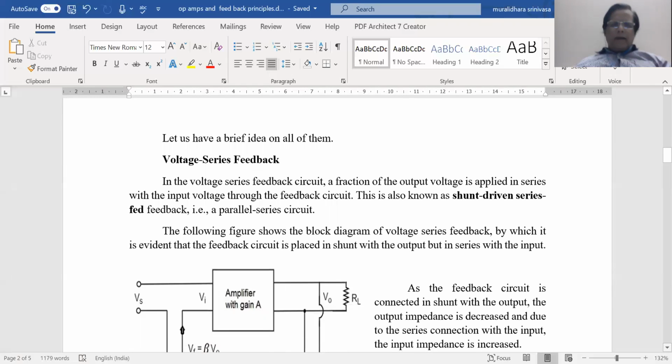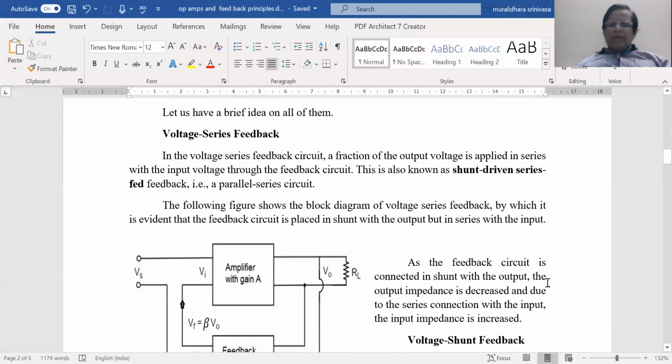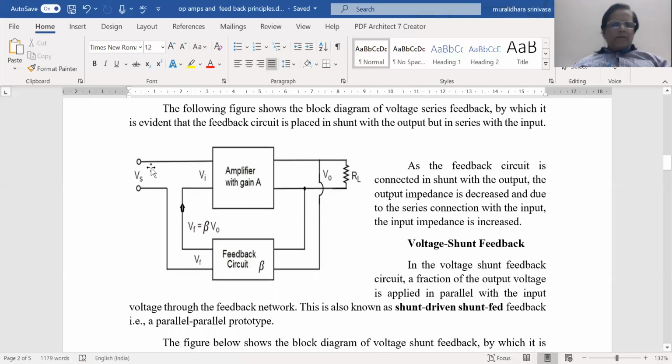Voltage series feedback. In voltage series feedback, what happens? A fraction of the output voltage is applied in series with the input voltage through the feedback circuit, but the output is picked up in parallel, or in a shunt connection manner. Therefore, it is called a shunt driven series fed feedback amplifier, that is, it is a parallel series circuit. Now you see, this is your input, this is your amplifier, this is the output. You are picking the output directly, both plus and minus, and feeding it to the input. This is your feedback circuit, whatever it be.